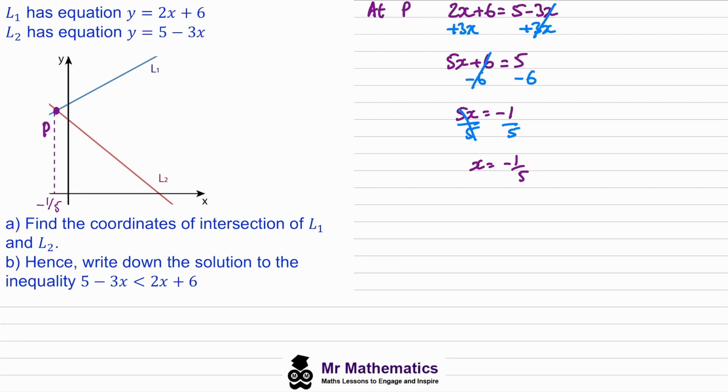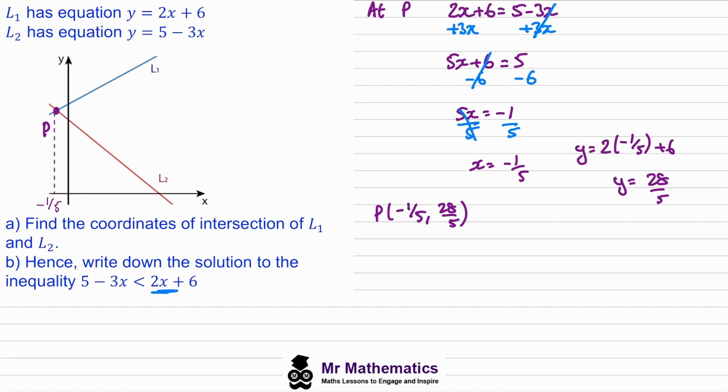We can work out the y value at this point by substituting -1/5 into either of these two equations. I'm going to choose L1. So y will equal 2 lots of -1/5 plus 6, so y comes out as 28/5. P has coordinates -1/5 and 28/5. Okay? Then for part B, we can use this point to solve this inequality.